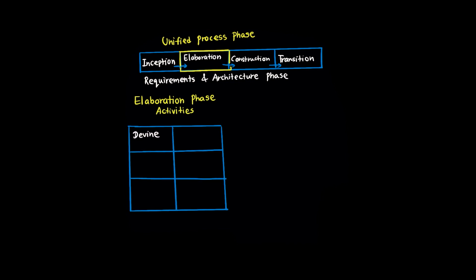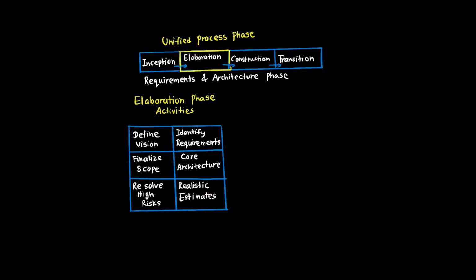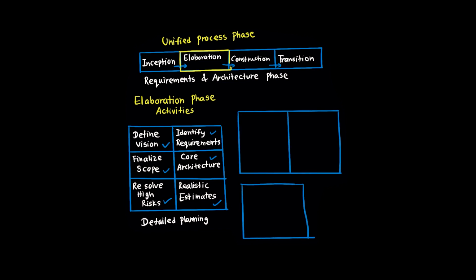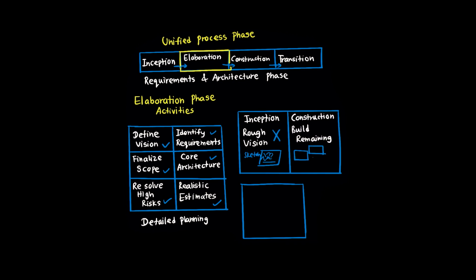all requirements comprehensively, finalize exactly what's in scope and what's not, design and implement the core architecture and critical functions, resolve all high-risk items that could derail the project, and produce realistic cost and schedule estimates based on this solid understanding. Think of it like an architect finalizing blueprints after the initial sketches. Everything gets detailed and validated. Inception is the initial rough vision. Construction builds the remaining low-risk elements. Transition is deployment and beta testing. But elaboration is where requirements crystallize and architecture solidifies.